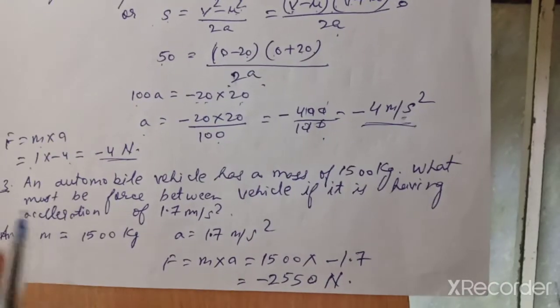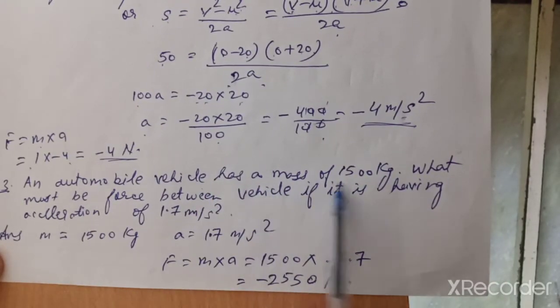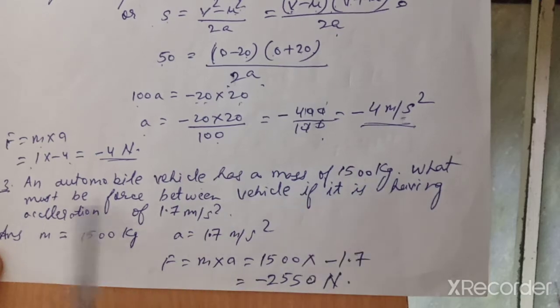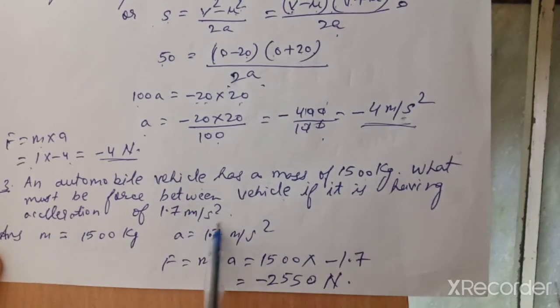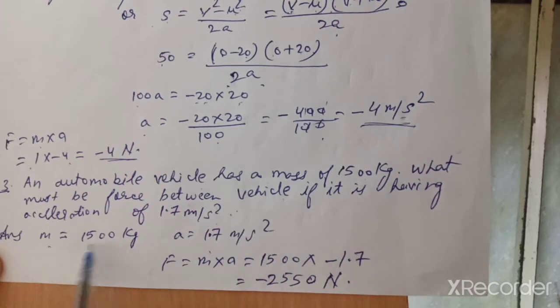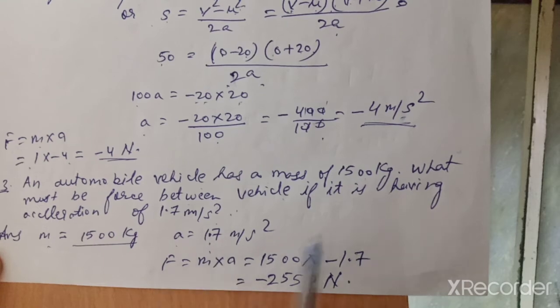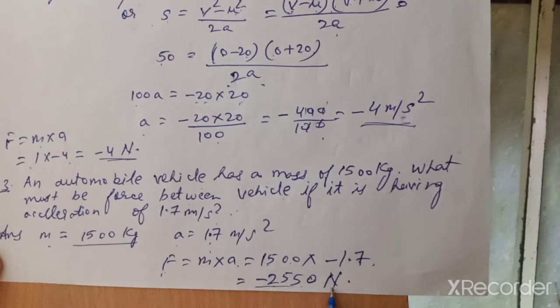Now the last question. An automobile vehicle has a mass of 1500 kg. What must be the force on the vehicle if it is having an acceleration of 1.7 meter per second square? m is given as 1500 kg, acceleration is 1.7. Just simply we have to use the formula to calculate force, that is F equal to m into a. So when you substitute the values, 1500 into 1.7, you will get 2550 Newton. So like this we will be solving the question.